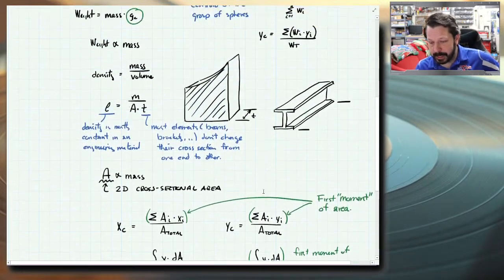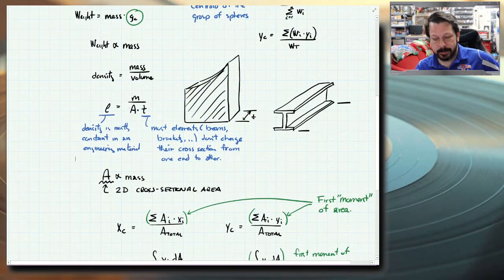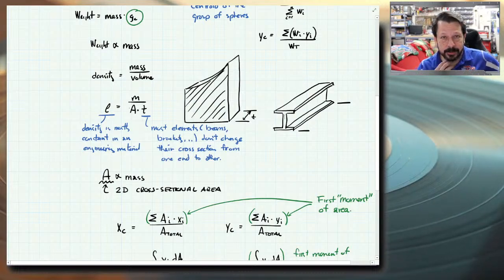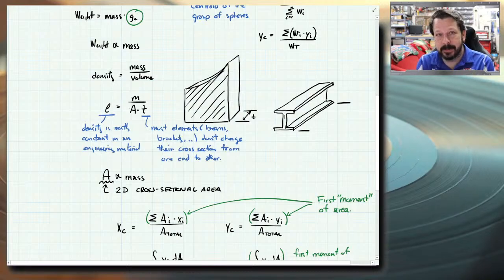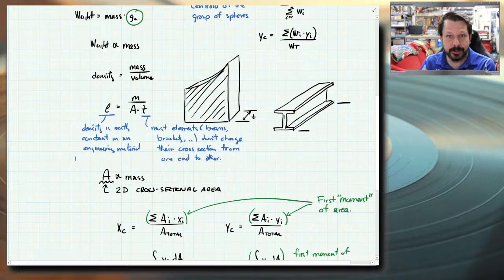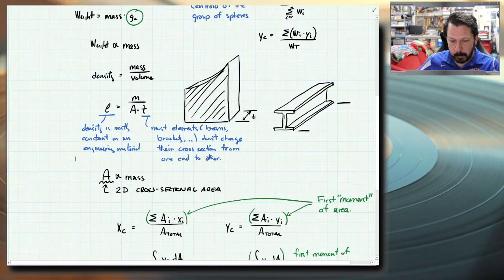But most of the time, you're dealing with shapes like I-beams that are just made up of primitive shapes. They're made up of rectangles and triangles and circles and semicircles, and there's 5 or 6 primitive shapes that you could cobble together to make most any cross section that you're actually going to use in a design.